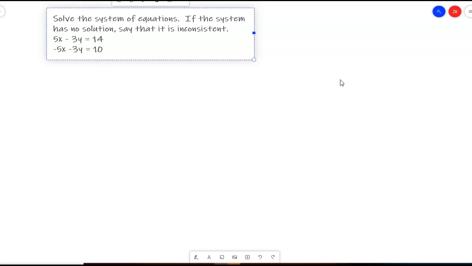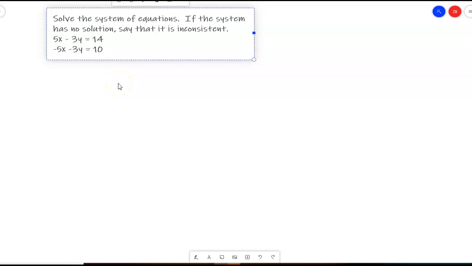Homework 11.1 says solve the system of equations. If the system has no solution, say that it is inconsistent. I apologize for all the background noise. So I have these two equations here, and I want to find a solution if possible. If not, I want to say that it's inconsistent.